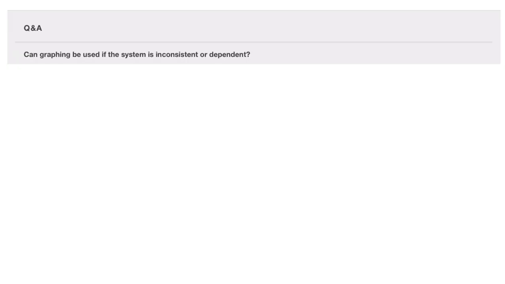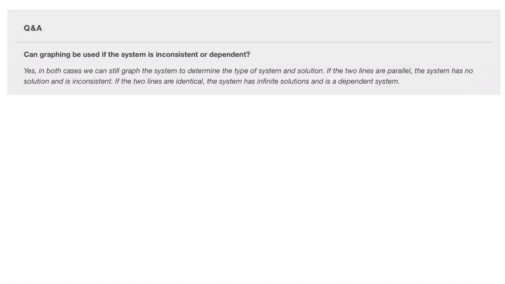Can graphing be used if the system is inconsistent or dependent? Well, yeah. If the system is inconsistent, then our lines are going to be parallel, and there's not going to be a solution. If the system is dependent, meaning one function is a multiple of the other, we're going to have infinitely many solutions. So yes, we can use the graph to get a sense of what's going on with our system. Not necessarily to solve it, but it'll give us a sense of what's at play. So in both cases, we can still graph the system to determine the type of system and solution.